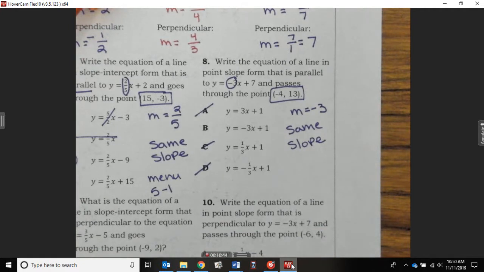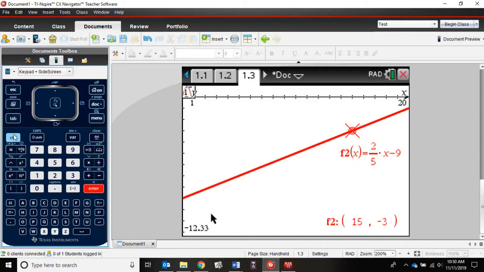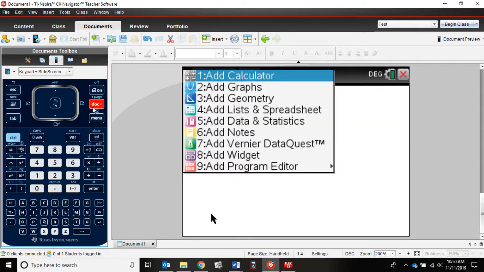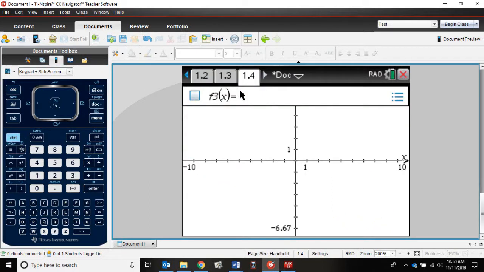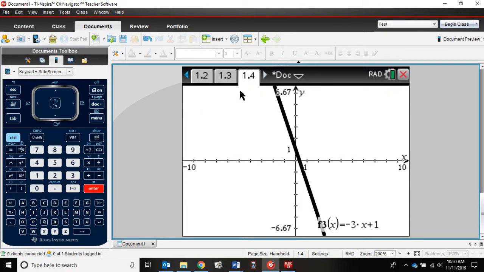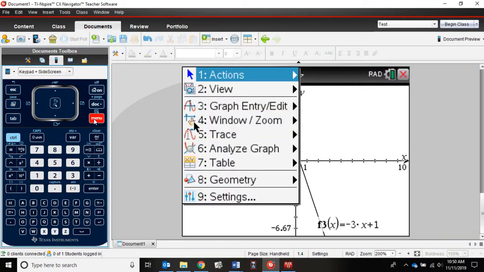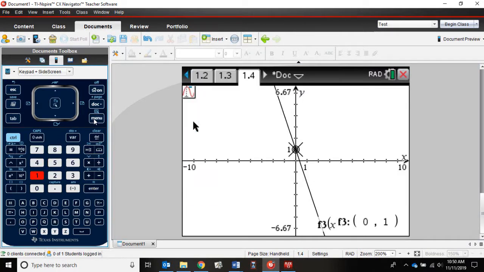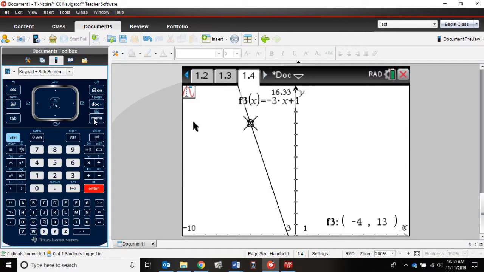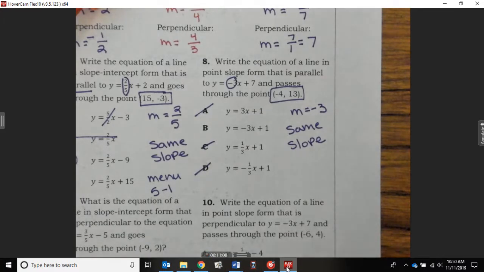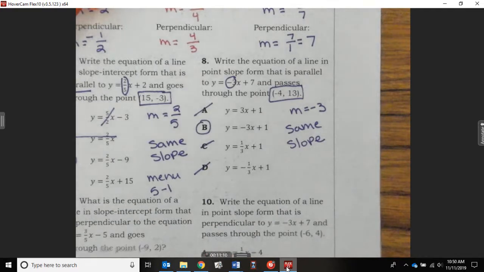So, how can I double check that this is still the correct answer? Well, if I go back to my calculator and I go to a graph page and I type in my equation, negative 3x plus 1, and I'm checking for the point negative 4. Go to menu 5-1, type in negative 4, and it is at the point negative 4, 13. So I know that B is in fact the correct answer.